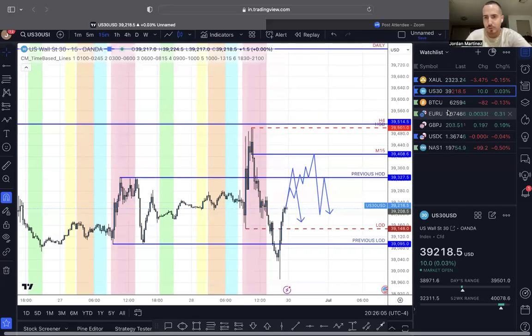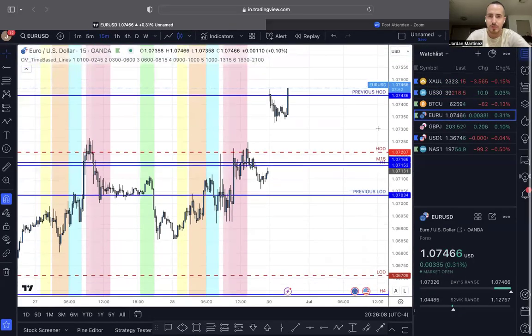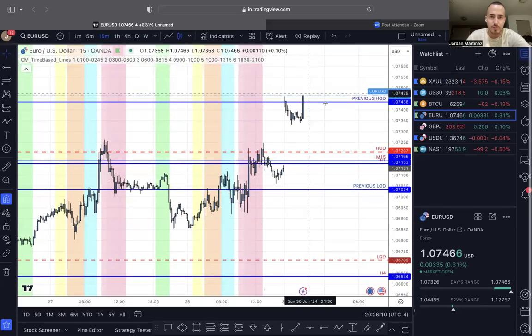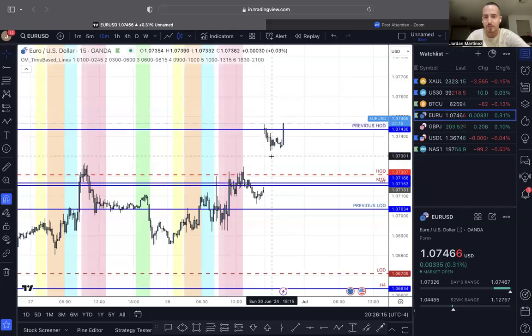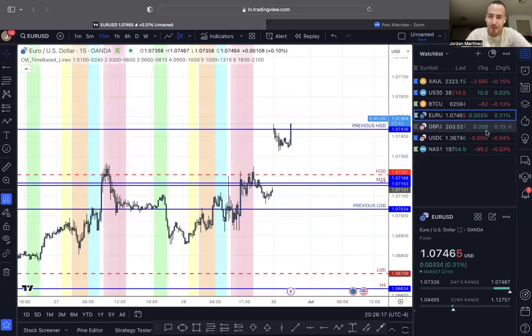All right, so let's go to the next one. So let's go to Euro USD. Now this looks bad here. I don't know what happened here, and usually we never see gaps with Oanda, so that's actually very weird that we're seeing these gaps here with Oanda.